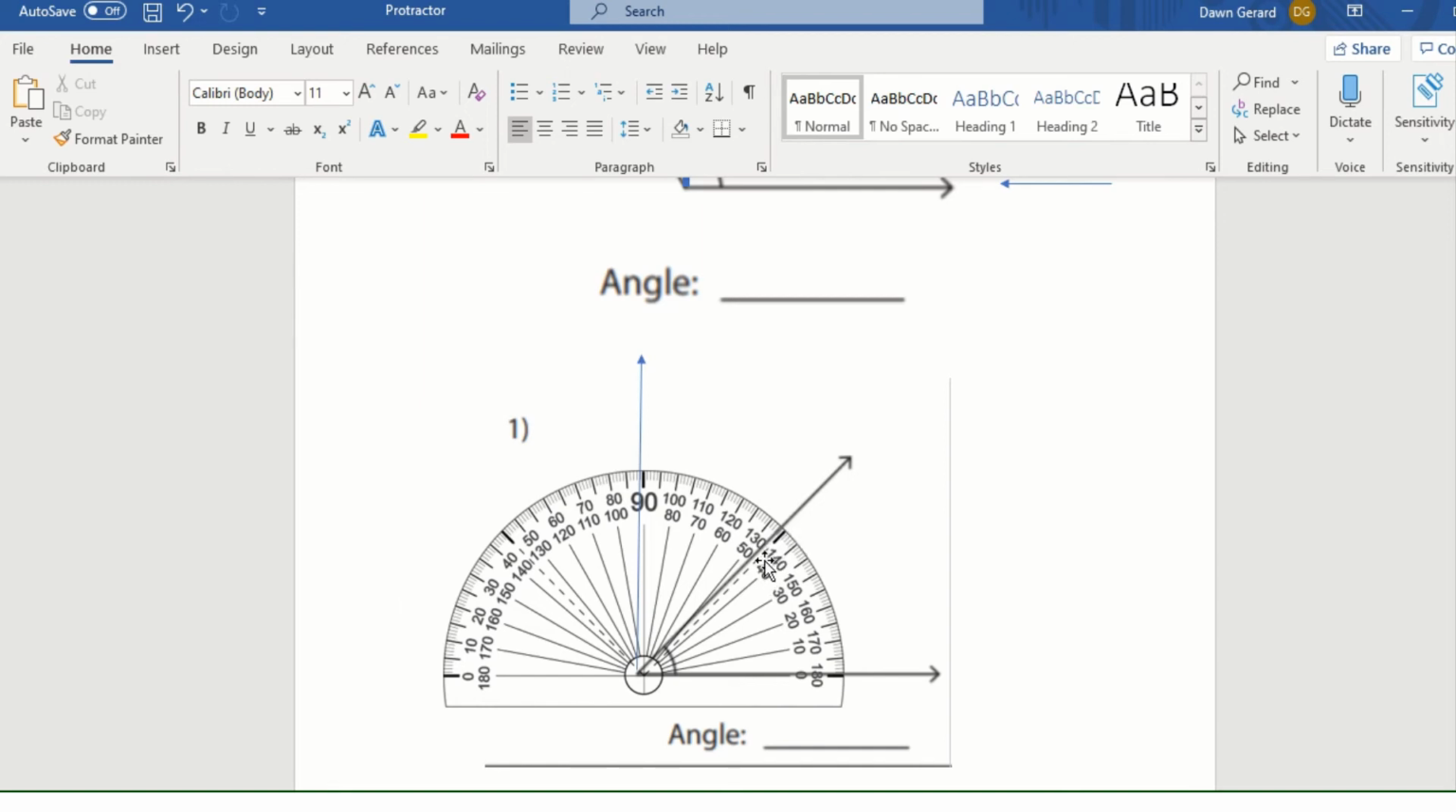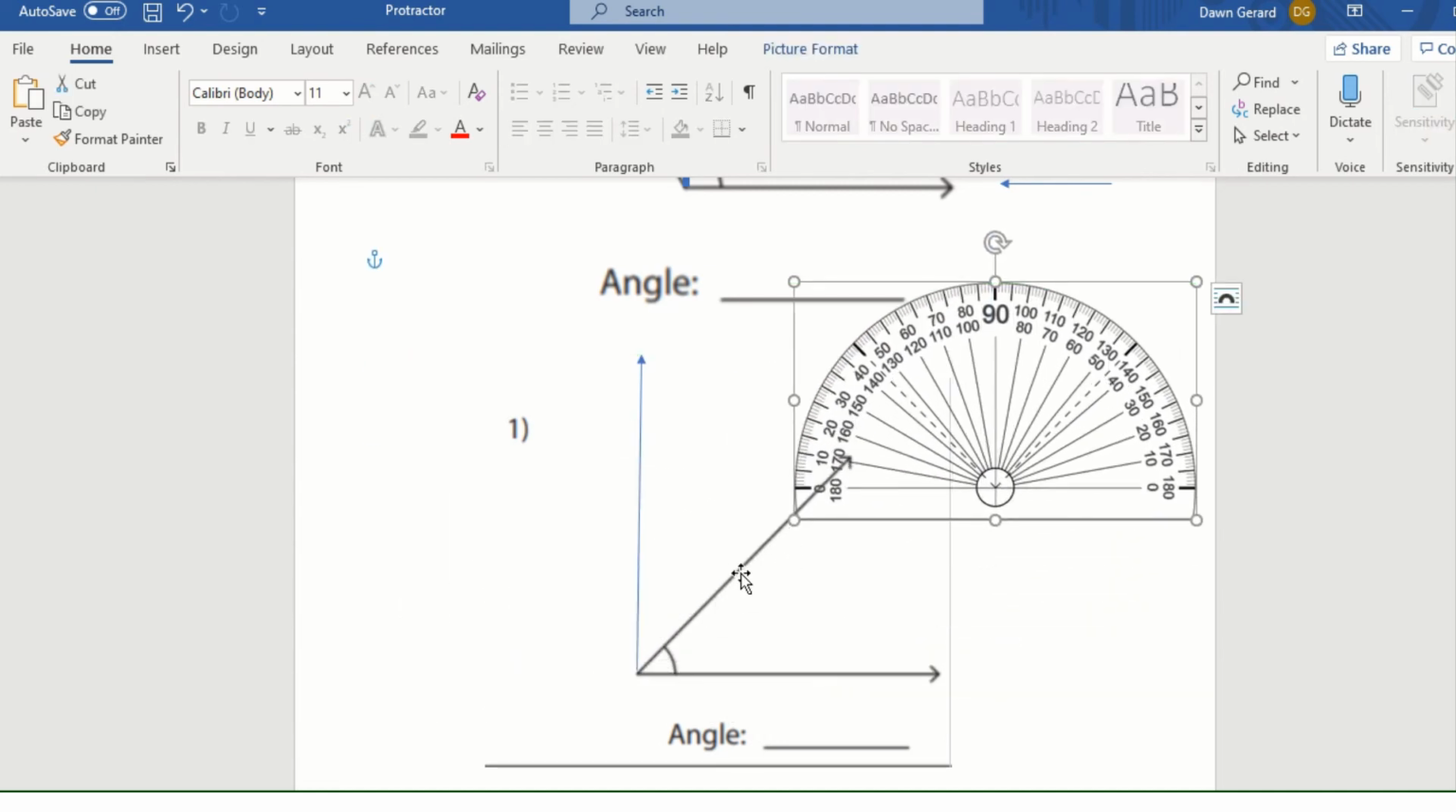So I'm going to classify that angle. I'm going to say it's about a 45-degree angle, which is an acute angle. So we were correct with our estimate that this angle is half of a 90-degree angle.